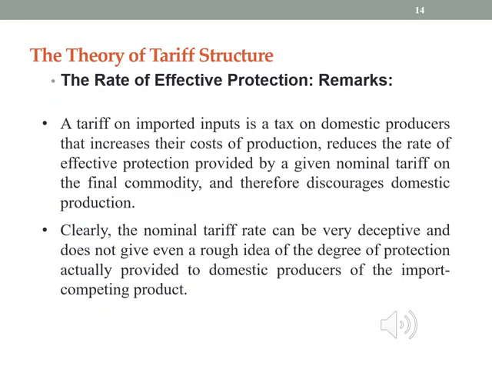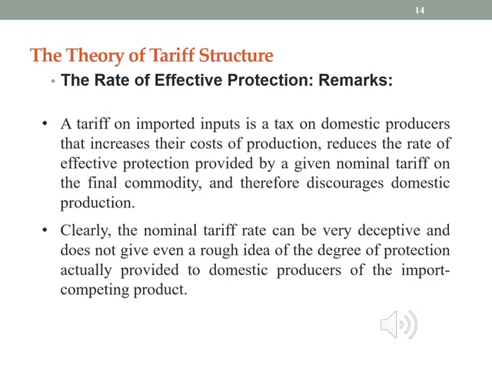I would like to end this part on the rate of effective protection with some remarks and conclusions. A tariff on imported inputs, on imported materials like wool in our previous example, is considered like a tax on domestic producers that increases their cost of production and hence reduces the rate of effective protection provided by a given nominal tariff on the final commodity, which was suits in our example, and therefore would discourage domestic production. So, a tariff on imported inputs would implicitly discourage domestic production.